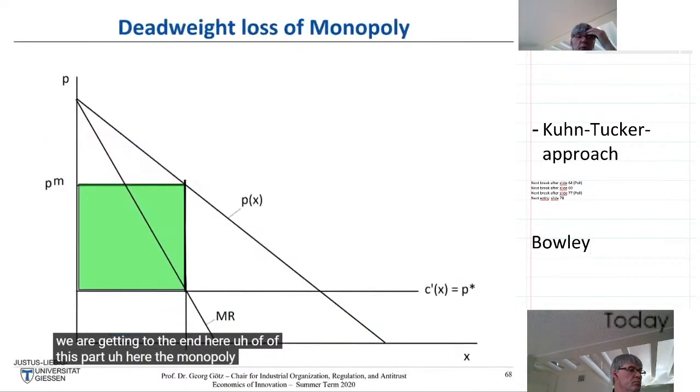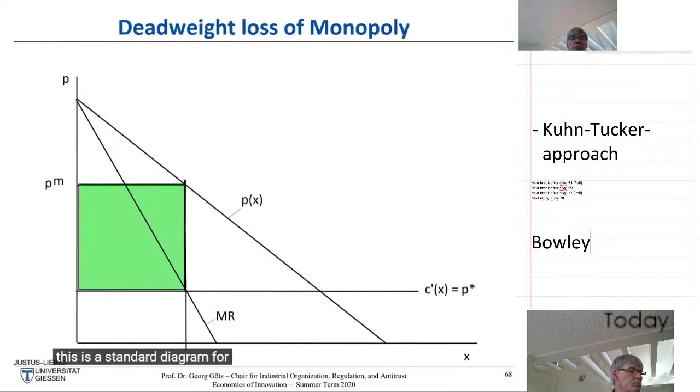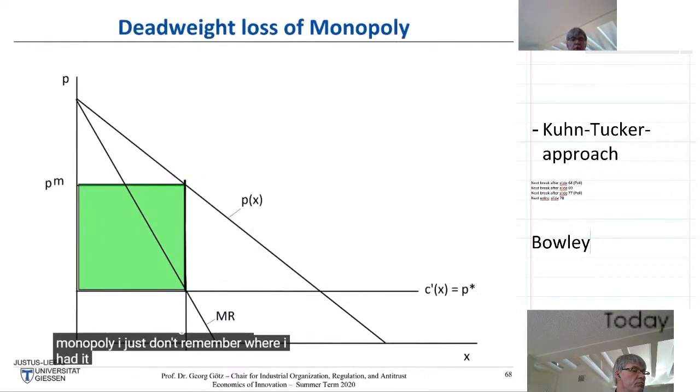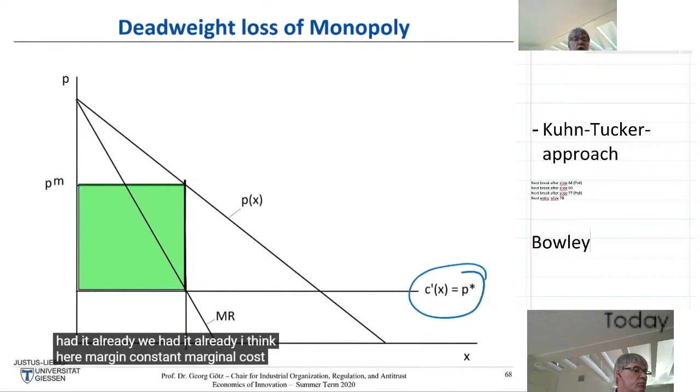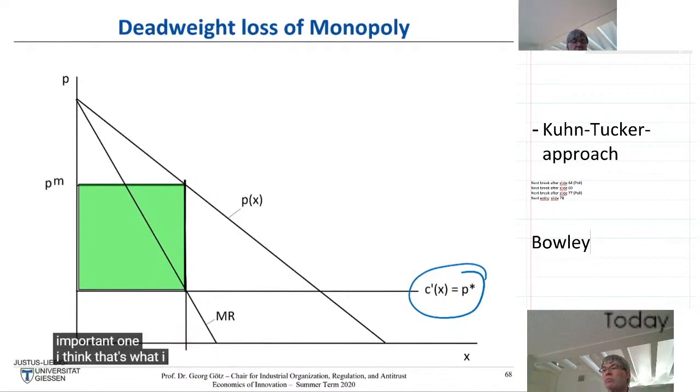Here the monopoly, this is a standard diagram for the monopoly. I think we had it already. Here, constant marginal cost. And of course, the green area is the important one. I think that's what I illustrated already, because this is what you make in terms of producer surplus. Of course, in order to get profits, you have to subtract fixed cost or any product development cost.